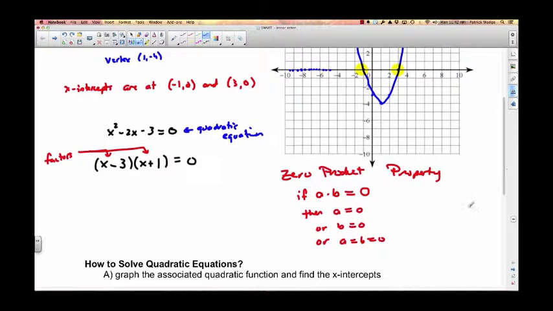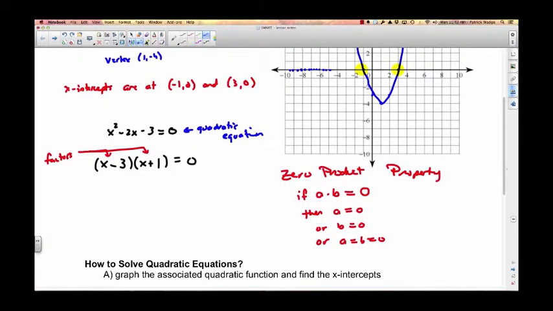Now, this only works with 0. If we had a times b equals 8, can you say anything about a or b? No, you can't say anything. A could be 2 and b could be 4. A could be 8 and b could be 1. A could be 0.5 and b could be 16. You don't know anything. In fact, the only thing you know is that neither one of them is 0, but that doesn't help us at all. So the zero product property only comes into play when the two things multiply to 0.